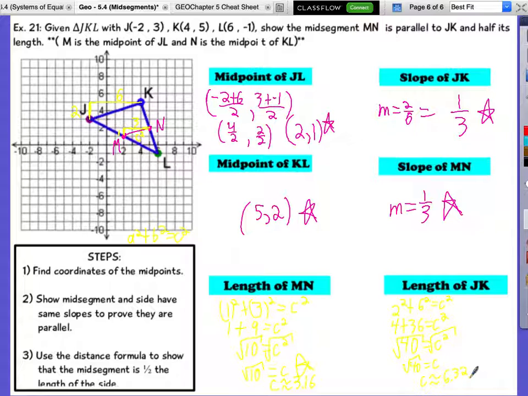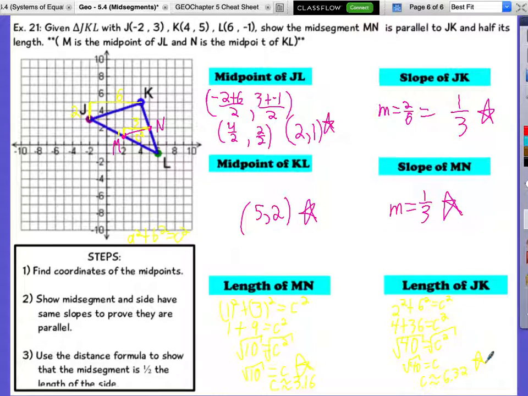Is 6.32 double 3.16? Yes. You can put that in your calculator to figure it out. Now, would we know that necessarily if we look at the square root of 10 and square root of 40? No. It might be a little tougher to realize. So it's a little bit easier for us when we write the approximation. So when it says to show that it's parallel and half its length, it might ask you on a test to explain how you know they're parallel and half the length.